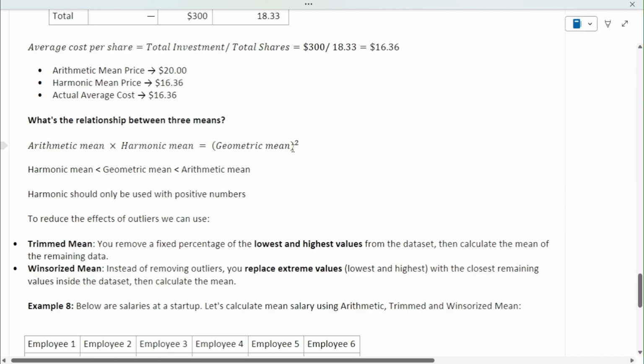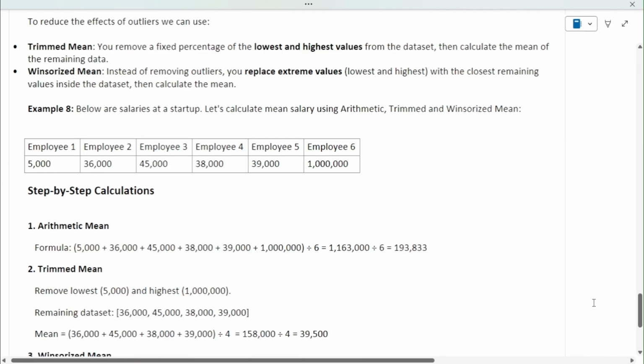So what is the relationship between three means? Well, if you multiply arithmetic mean by harmonic mean, you are going to end up with geometric mean squared. It basically means if you have arithmetic mean and harmonic mean, you can calculate geometric mean. And harmonic mean is always going to be less than geometric mean, which is also going to be less than arithmetic mean all the time. And you should keep in mind that harmonic mean can only be used when the observations in the data are positive numbers. Previously, we have talked about the effect of outliers on the dataset and on the mean.